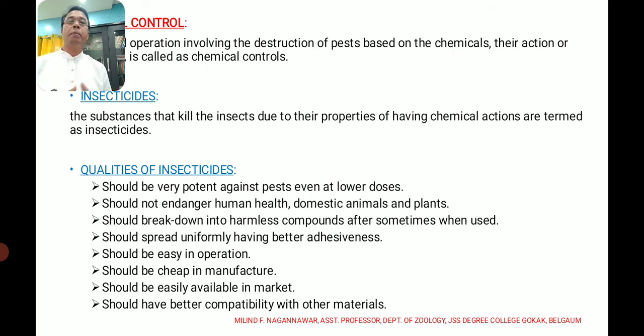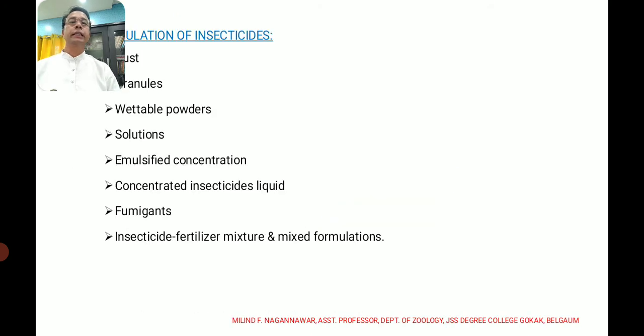Then it should be cheap in manufacture. The farmer should not suffer with the purchase of these insecticides because of their cost, so it should be very cheap. Then they should be easily available in the market, so we do not struggle to get these insecticides, and should have better compatibility with other materials. Means what? It should match up very well with the other materials. Is it clear? So those are the qualities of insecticides.